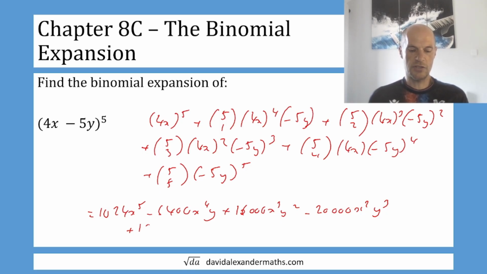So that's plus 12500xy to the 4, and then finally I'm not going to bother typing in 5 choose 5 because I know that is 1. So it's just 5 to the power of 5, and obviously if it's negative 5 to the power of 5, I know the answer is going to be negative. So minus 3125y to the power of 5, and there we go, we're done.